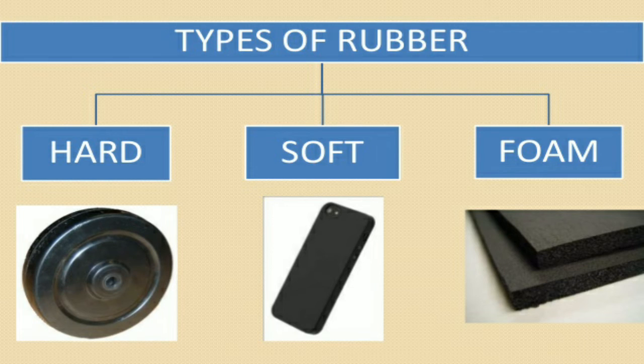So now next, types of rubber. So here we can see types of rubber. It's hard, so it's a hard rubber. Then soft. Here we can see a soft rubber and foam. So it is a foam rubber. So here we can see three types of rubber. Okay, now next.